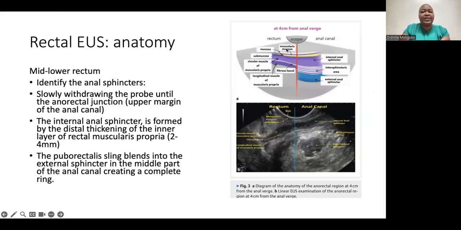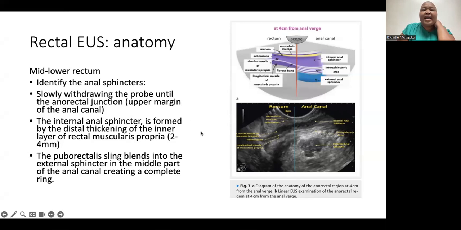So when you get to 4 centimeters from the anal verge, so not quite at the lower rectum or the anus, somewhere in the middle, following the wall down, you're going to see that the inner circular muscle layer of the muscularis propria starts to expand and gets a bit bigger, and then continues as the internal anal sphincter. This is a good area to use water or a water balloon to be able to see this detail in your echo endoscope. It becomes quite difficult if there isn't a water interface.